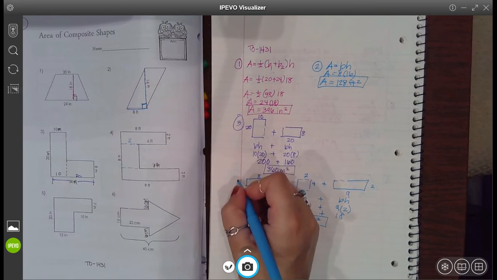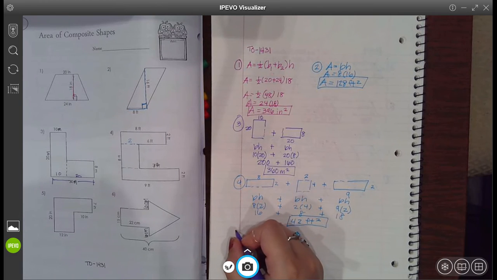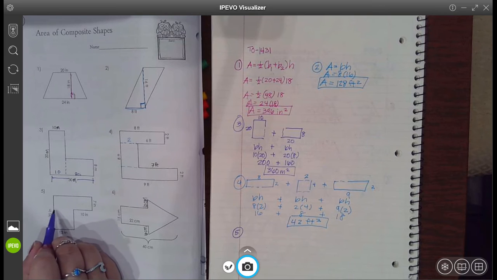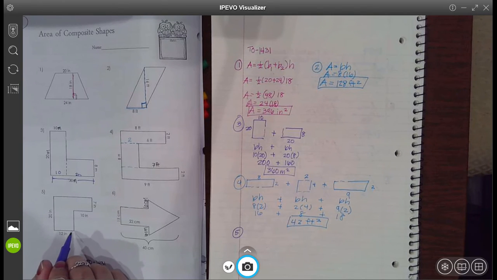All right, that was number 4. Let's go ahead and look at number 5. Number 5 says, I could split it here, or I can split it here. It's a matter of preference, either one. Or, I could even do this whole big box of 12 plus 10 is 22 by 20, and then subtract this little one. Again, whichever way you decide, why don't you pause the video and then come back and join us.